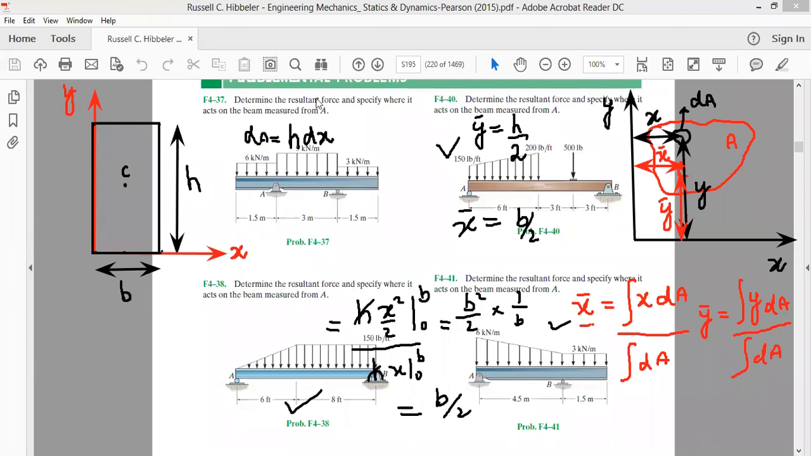Let's draw an axis parallel to the y-axis through this centroid. If you draw an axis parallel to the y-axis through the centroid, this axis divides the rectangle into two symmetrical portions.